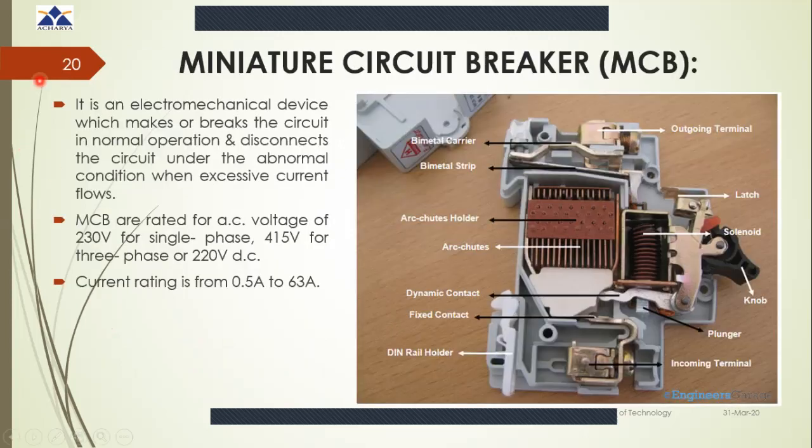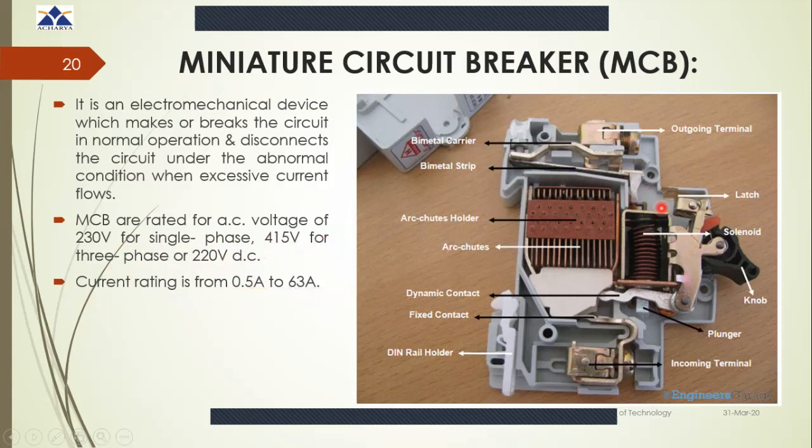Next, coming to miniature circuit breaker. So this is a miniature circuit breaker. It is an electromechanical device which makes or breaks the circuit in normal operation and disconnects the circuit under abnormal condition when excessive current flows. Usually MCBs are rated for AC voltage of 230 volts for a single phase and 415 volts for a three phase or 220 volts DC. And the current rating ranges from 0.5 amperes to 63 amperes.